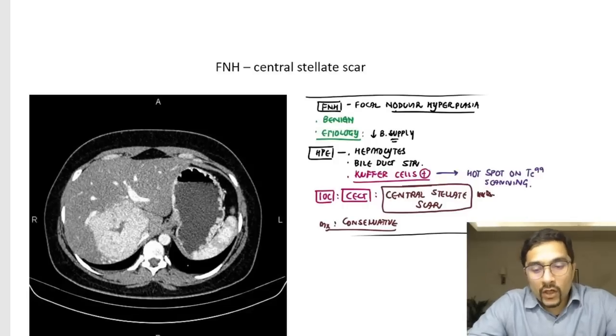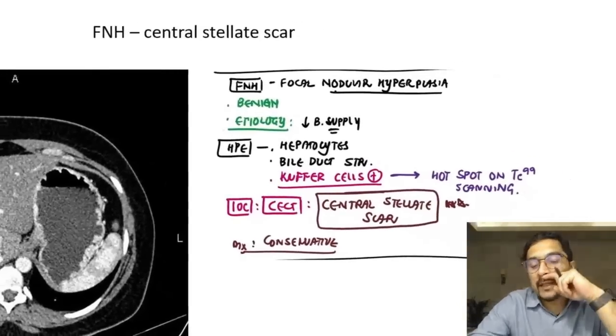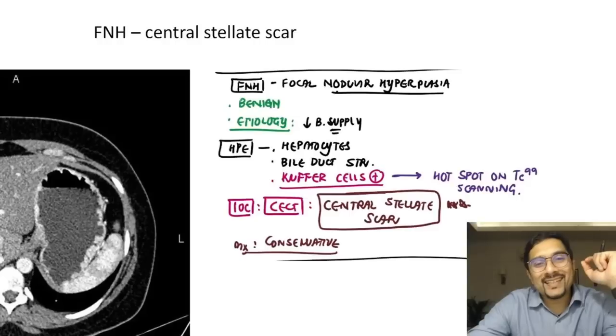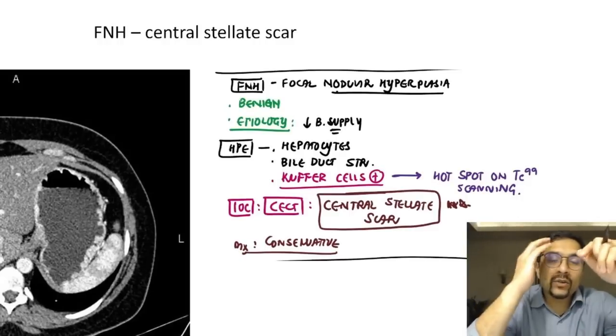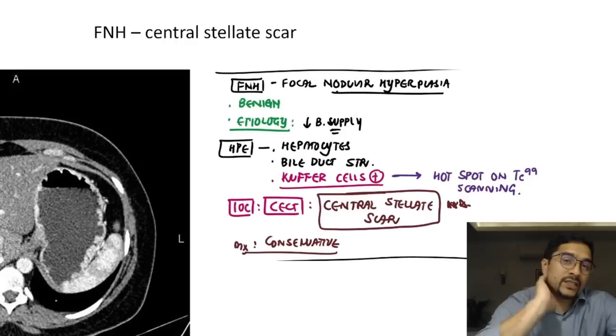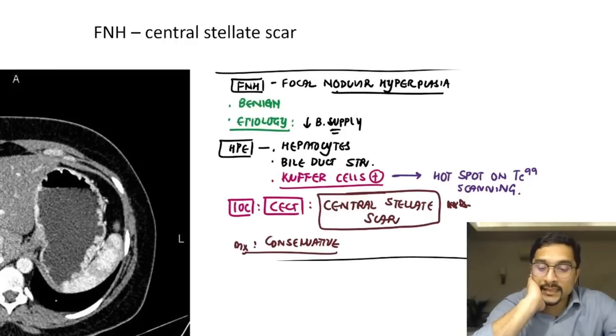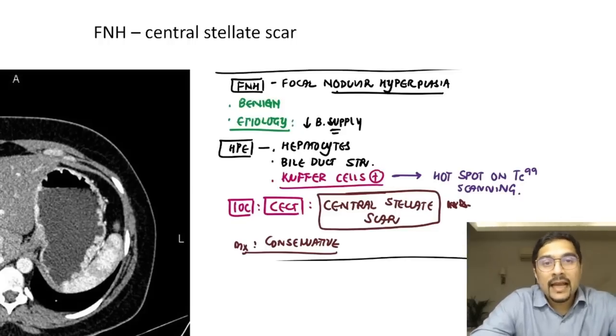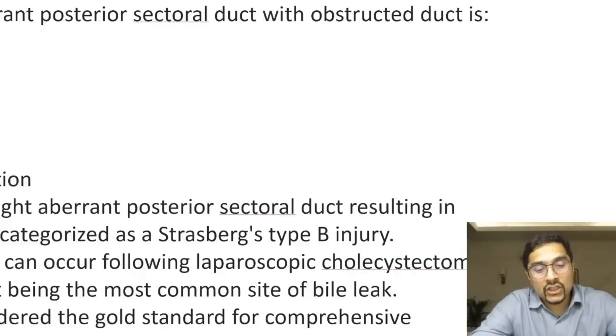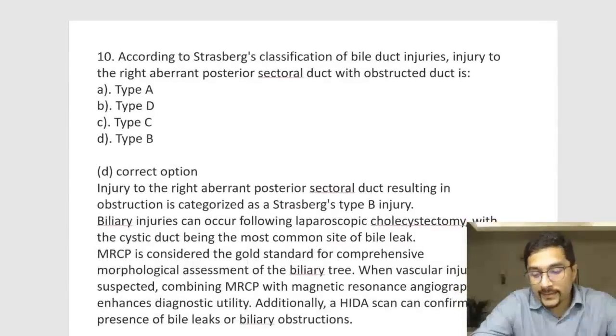So this is focal nodular hyperplasia. Focal nodular hyperplasia is a benign condition. There is decreased blood supply, which is one of the etiologies. And you can see Kupffer cells, which is why it shines on a sulfur colloid scan. But the classical finding is a central stellate scar, and we usually conservatively manage these focal nodular hyperplasias.